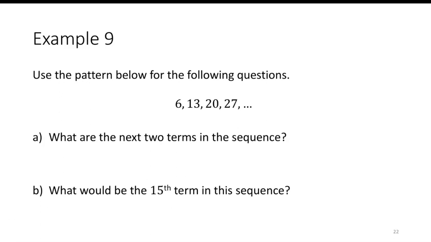All right, so let's use the pattern here that you see, 6, 13, 20, 27, and try to figure out the next two terms in the sequence. Well, 6 plus 7, then plus 7, then plus 7. So this is arithmetic, where the common difference is 7. So every time you're adding 7 more.